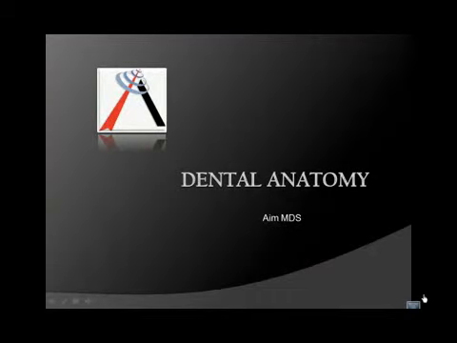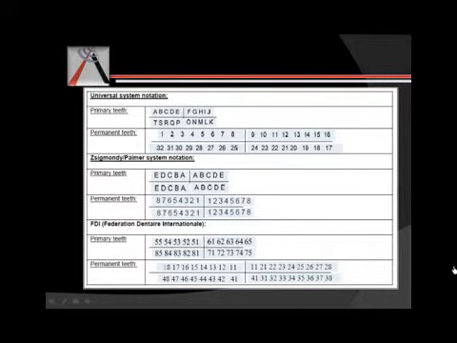Class of dental anatomy. This is something we all very well know about. These are the notations. In the universal system notation, we write simply 1 to 8, then 9, 10, 11. We continue as 9, 10, 11, 12, 13, 14, 15, 16, and then we continue on the other side. Then when we talk about Zsigmondy or Palmer's notation, in primary teeth they are denoted by ABCs, while permanent teeth are denoted by 1 to 8 in each quadrant.